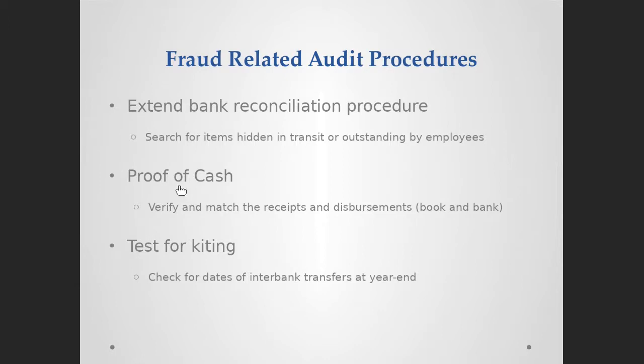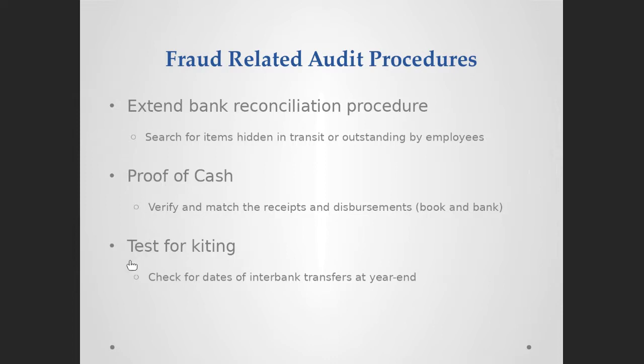Right? Proof of cash is to verify and match the receipts and disbursements in book and bank, looking into the money coming in and money going out from the cash receipts journal and the cash disbursement journal, and comparing that with the bank. We do that anyway, but when we are doing extended procedures, we want to take a larger sample. We want to be more careful. We want to see that everything that is in the cash receipts and cash disbursement journals actually went in and out of the bank account. Okay?